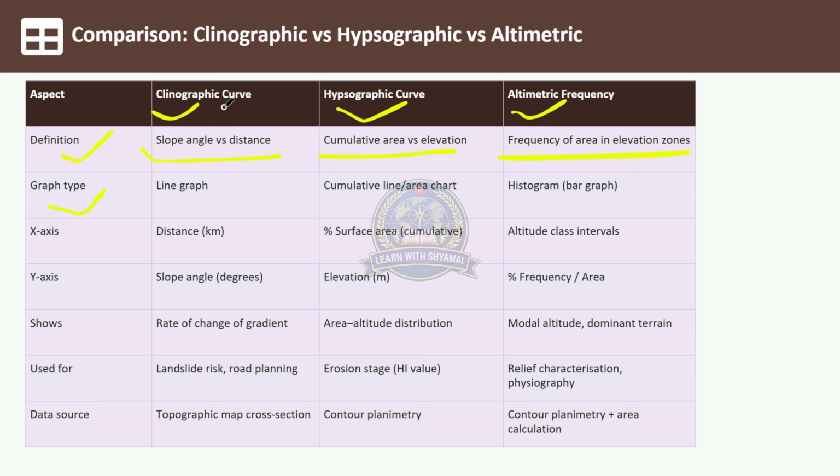Graph type: clinographic curve, line graph. Hypsographic curve, cumulative line and area chart. Altimetric frequency, histogram or bar graph. X-axis: distance in kilometers, percentage surface area cumulative, altitude class intervals. Y-axis: slope angle in degrees, elevation in meters, percentage frequency per area. Shows rate of change of gradient, area altitude distribution, modal altitude, dominant terrain.